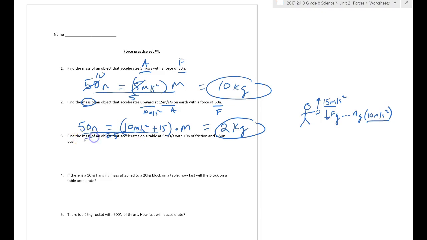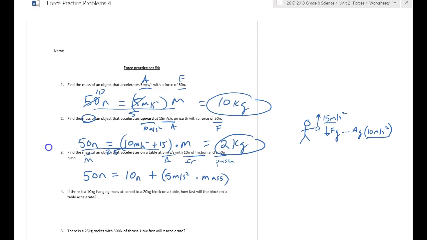Find the mass, we're solving for M, of an object that accelerates, here's our acceleration, with 10 newtons of friction, and here's our push. So if our push of 50 newtons is going to equal friction, 10 newtons, plus the force of how quickly the object will actually accelerate, we're talking about 5 meters per second squared times its mass. So why is that the equation? 50 newtons equals 10 newtons plus 5 meters per second squared times mass.